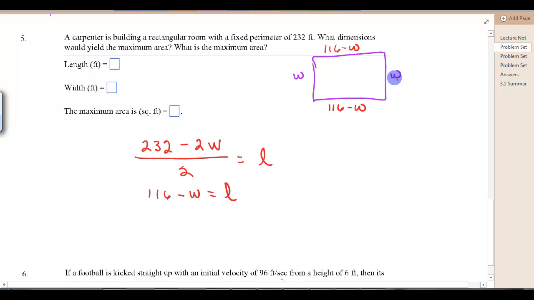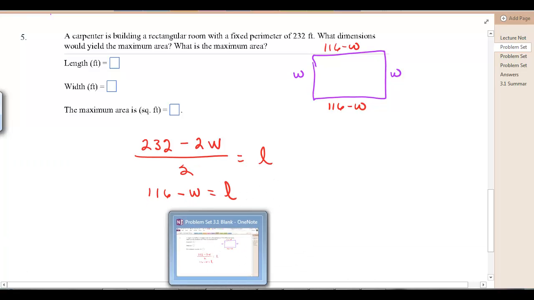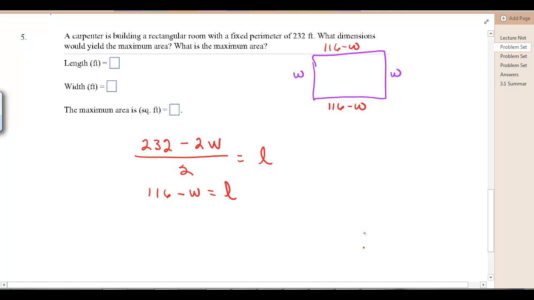Now that works because my W's all cancel out and I have 1/16 and 1/16. That gives me my 232. That's perfect. All right, but we're trying to maximize area. Well, what's the formula for area? Area equals length times width. So in ours, we've got 1/16 minus W, that's my length, times W. Let's distribute that and get 1/16 W minus W squared.